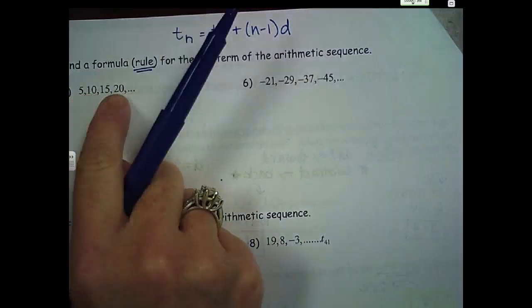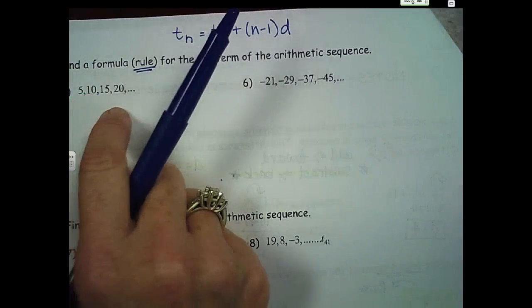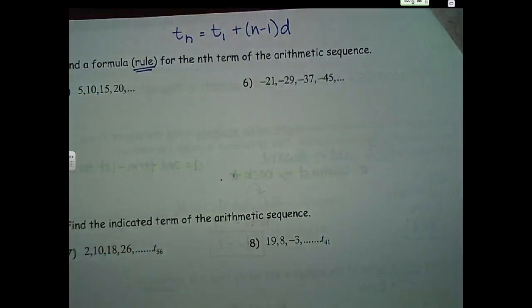5, 10, 15, 20. What if I asked you for the 100th term? You could get out a sheet of paper and keep going, 25, 30, 35, 40, and count each term until you got to 100, but it would take forever, right? Or you could develop a rule and just plug in. If you want the 100th term, plug in 100. If you want the 20th term, plug in 20, right? So we're going to find the rule, okay?